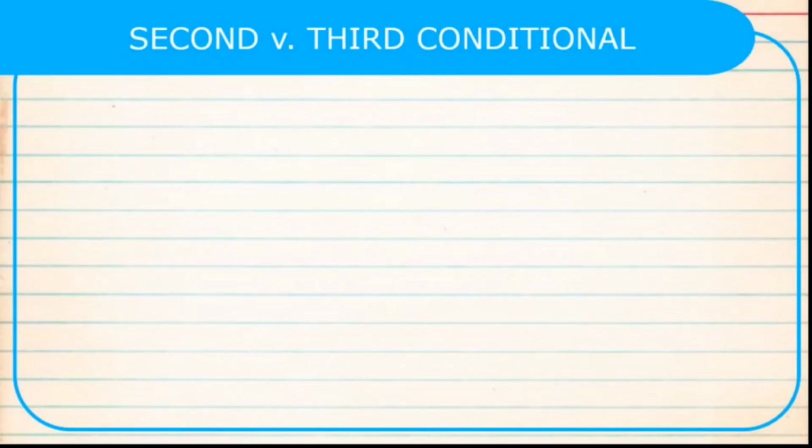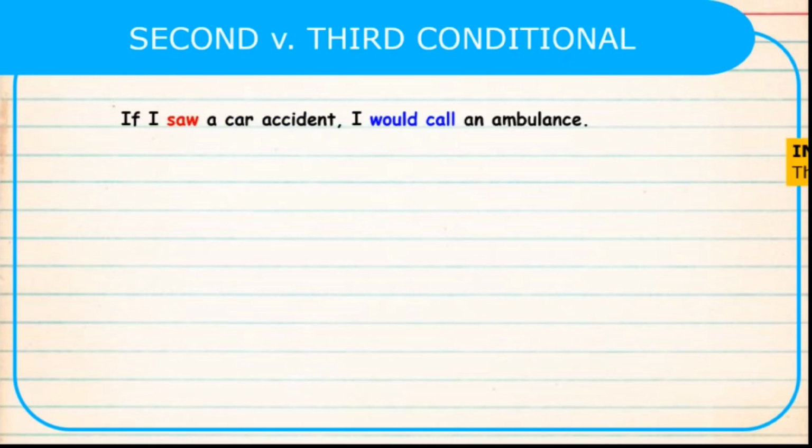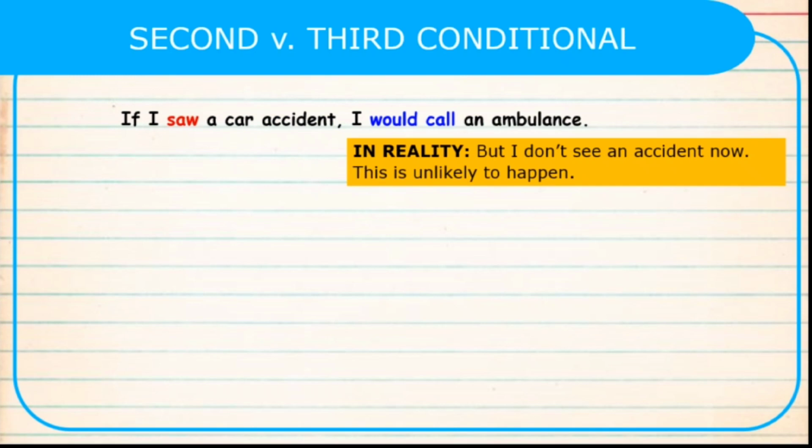Let's now get things clear between second and third conditional. What's the difference between the two aside from the structure of the verbs? Let's have this sentence. If I saw a car accident, I would call an ambulance. It is an example of a second conditional sentence. It implies that there's no accident now, which is in reality, so that is unlikely to happen.